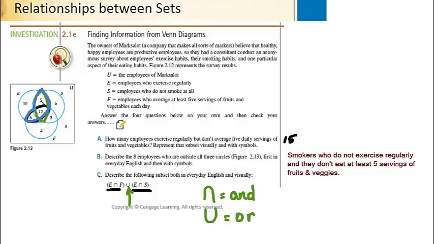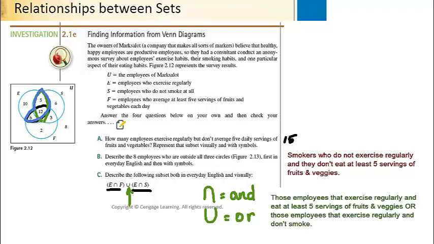And I would say that those people are those people that, I guess I said it as I went, those people that exercise regularly and eat at least 5 servings of fruits and vegetables, or those people that exercise regularly and don't smoke. I'll write that down. Alright, and there we have it written down. And that would be it for my Venn diagrams.